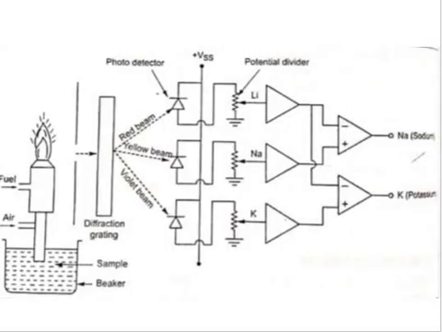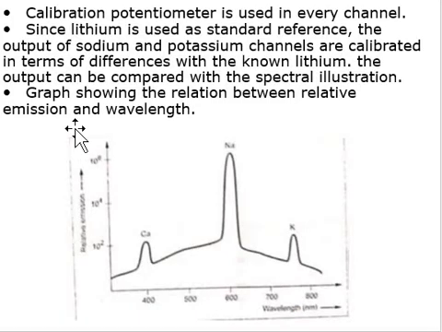Next we will go for the analysis. Again the calibration is done by this lithium salt and this waveform. This is a waveform for finding the amount of ions present, that is sodium and potassium. Let me show the color of this light.